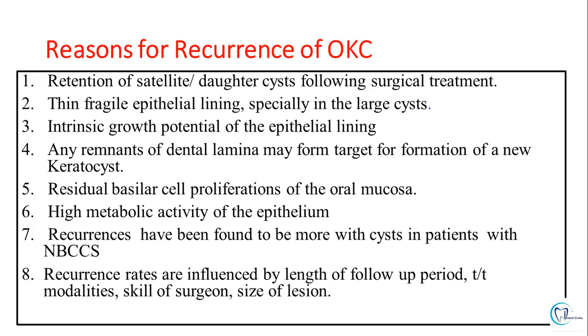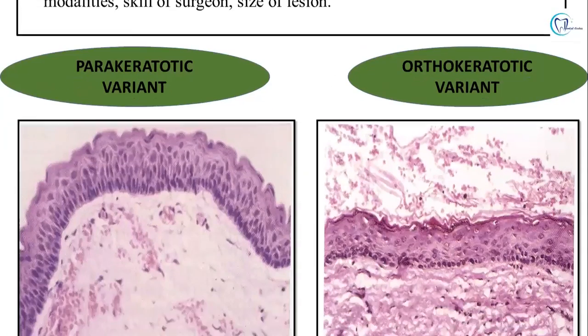Then there is the high metabolic activity, because the epithelium of the OKC is highly active. Also, recurrences have been found more in syndromic cases, and the recurrence rates are influenced by the length of the follow-up period, treatment modalities, skill of the surgeon, and size of the lesion. So, if it is not surgically removed or the size of the lesion is large, the lining will be fragile. All these points will lead to the recurrence of OKCs.